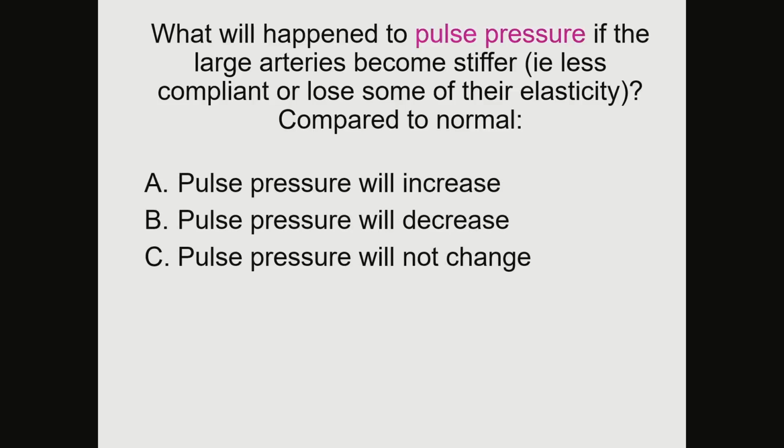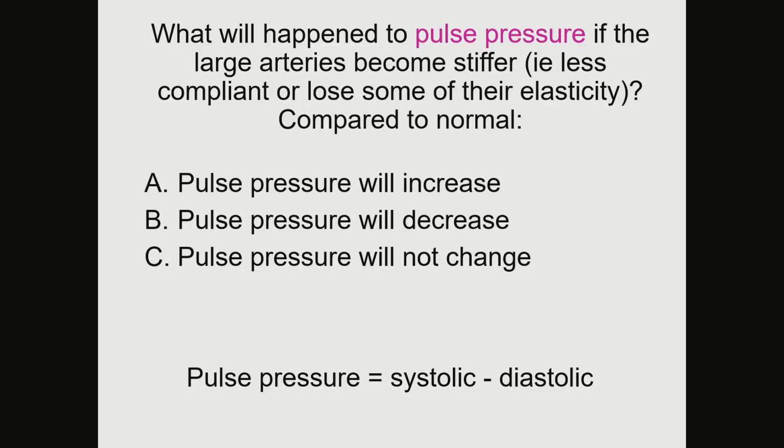So then we have a term called pulse pressure. And pulse pressure is systolic minus diastolic. So you just do that simple math. And if we have a less compliant tube, what will happen to pulse pressure? Okay. Well, if systolic goes up and diastolic goes down, pulse pressure is going to increase. So pulse pressure is increased.